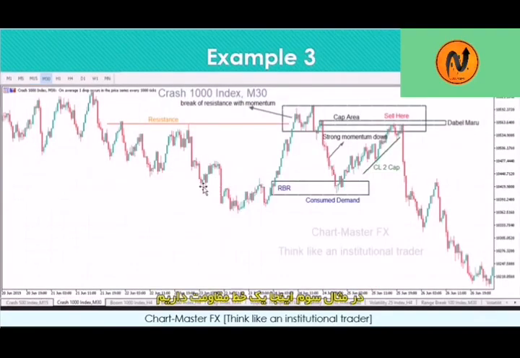On example number 3, guys, you can see we have a resistance line here of at least 2 touches, 1, 2 touches. So we draw a resistance line. Here you can see, guys, we are in Crash 1000 Index M30. So what happened? The price dropped. When the price dropped here, the price started to rally up, and when the price rallied up, you can see here we have a rally, we have a base.